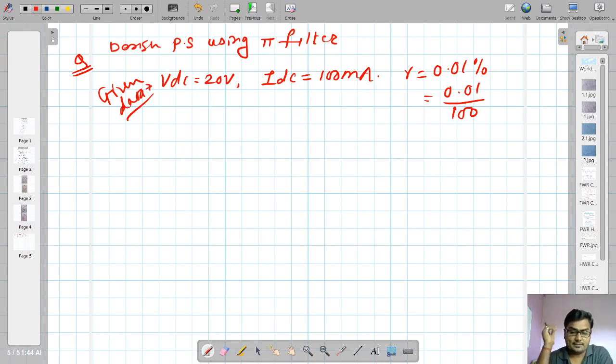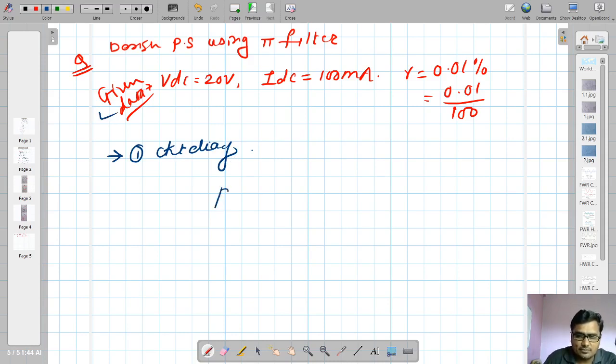Now see, the first step that we generally follow is the circuit diagram. Let me change the pen. Look at this, at the first step, you must draw the circuit diagram. Given things we have already written, then draw the circuit diagram. After the circuit diagram, the first thing is to calculate the value of load resistor. Because VDC and IDC are given, I can calculate RL, that is VDC divided by IDC.